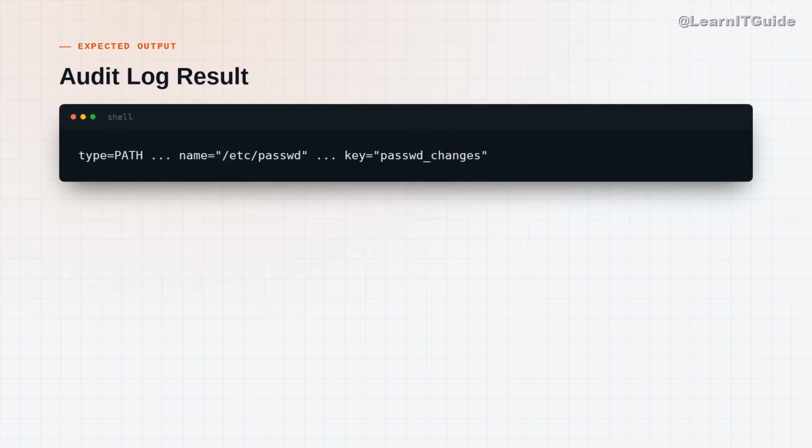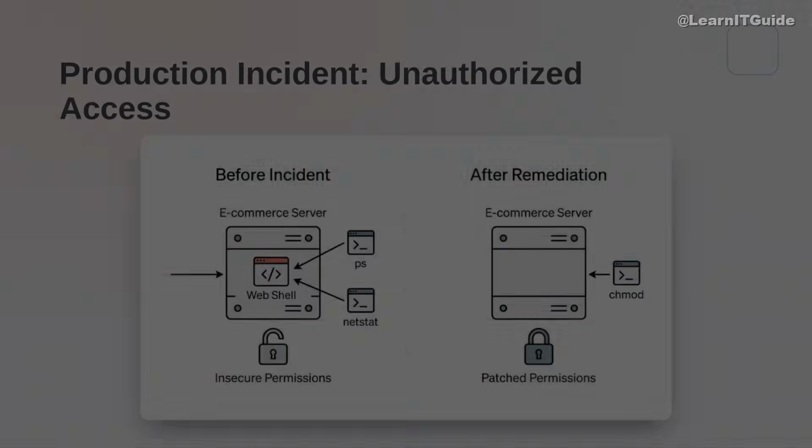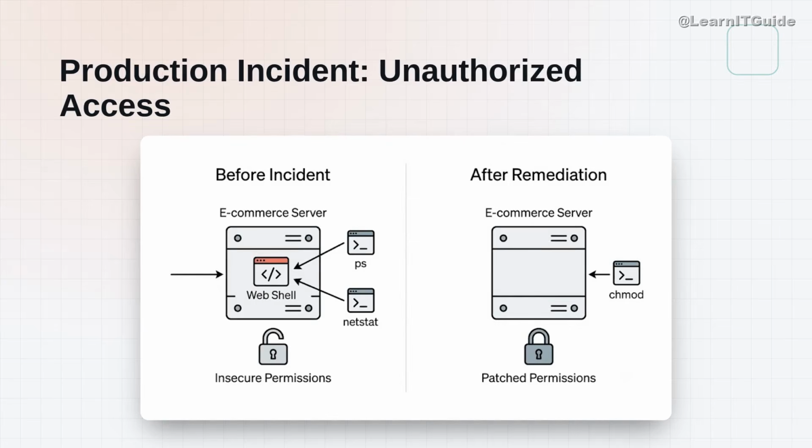When you run the search command, you will see a path entry for the password file. This tells you the event was captured by the audit daemon. If this log appears unexpectedly, it is a clear sign that a user or process has modified the system's user database. Let us look at a real-world scenario.